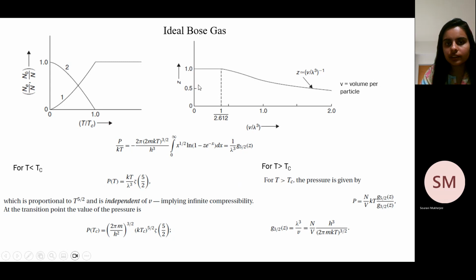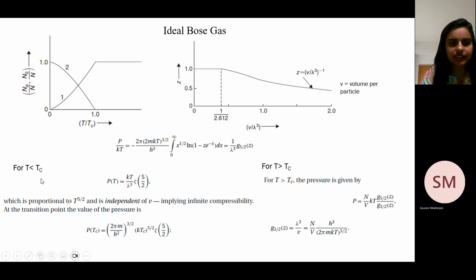And same goes for the value of z. So you see that below the critical temperature, your value of z is always 1, and then it gradually decreases. Okay. Again, here you would see that n lambda q gives a measure of whether you are in the classical limit or in the quantum limit.